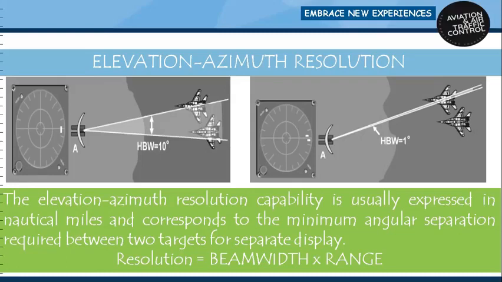Therefore, the elevation and azimuth resolution capability is usually expressed in nautical miles and corresponds to the minimum angular separation required between two targets for separate display. So resolution is equal to beam width multiplied by range.